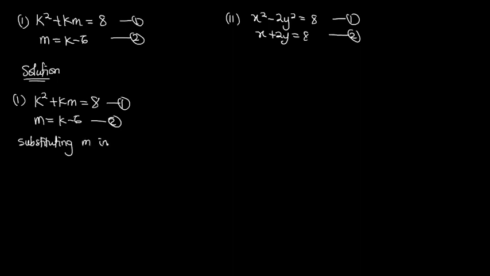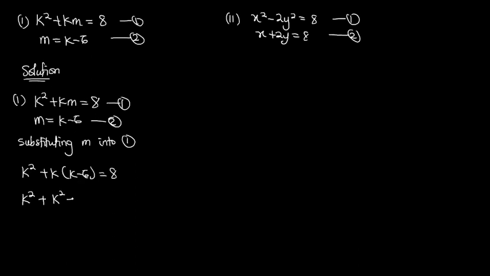Substituting equation 2 into equation 1, you are going to have k squared plus k into bracket, the m now becomes k minus 6. This is equal to 8. So from here, let's go ahead and expand the bracket. I still have k squared here, plus k multiplied by k will give me k squared.